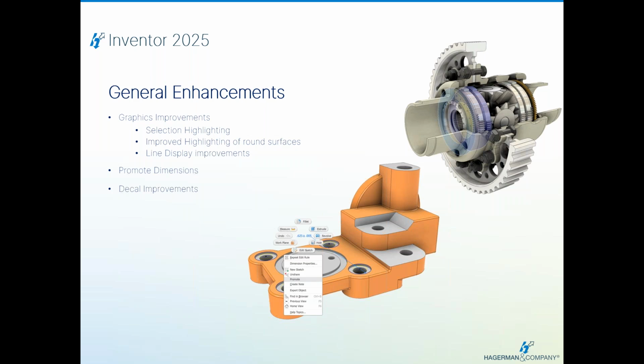In parts and assemblies, if we're creating 3D annotation dimensions from sketch or feature dimensions, we can promote those so that we can pull those up and find those and pull those easier into our drawings.